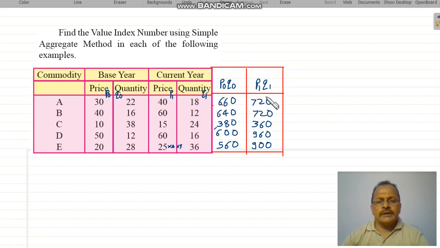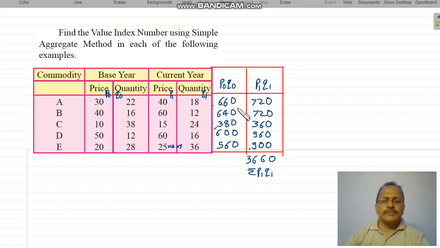Adding these, we get 0, 2 plus 2 is 4, 12 plus 4 is 16, carry 1, 9 twos are 18 and 19, 20, 21, 22, 22 and 7, 29, 29 and 7, 36. It is summation P1 into Q1.